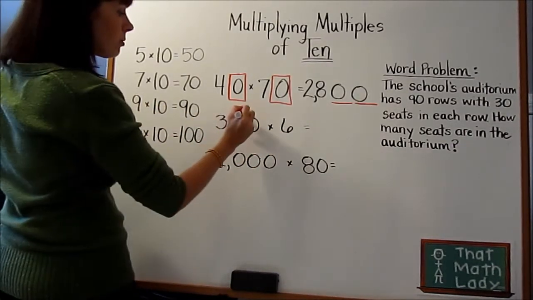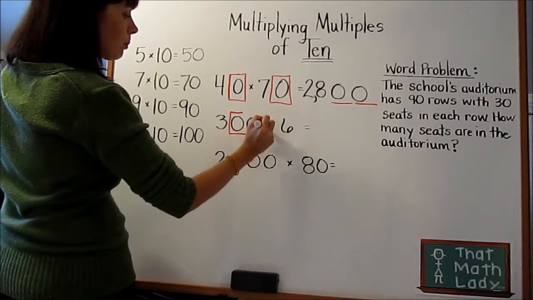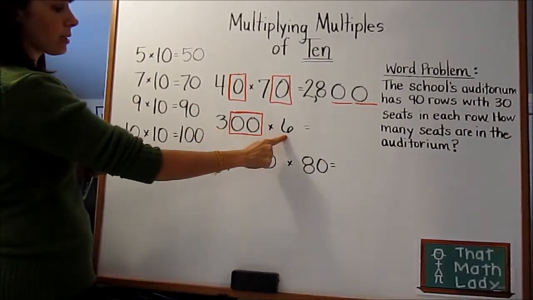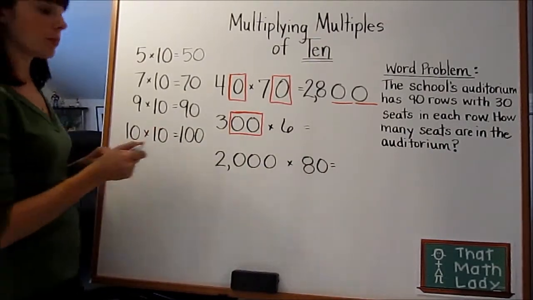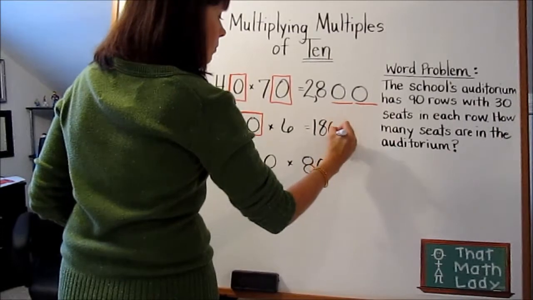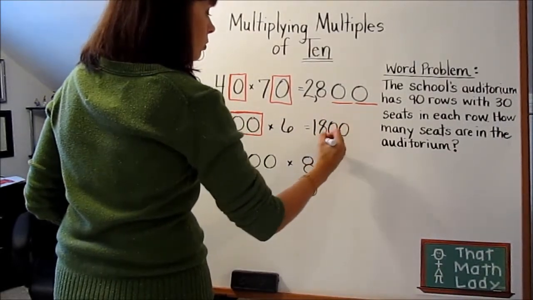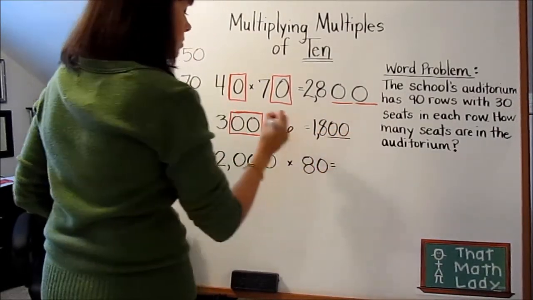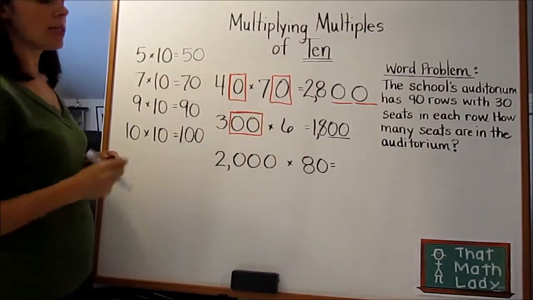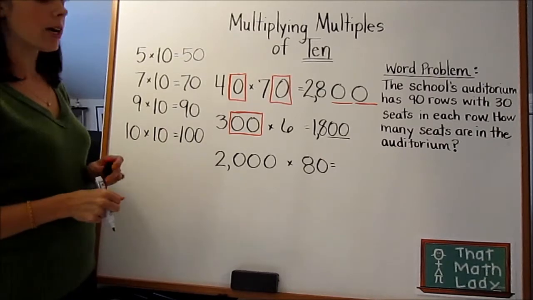Same thing here, 300 times 6. Block off my zeros, and I'm just going to multiply the numbers that aren't zeros in my problem. So 3 times 6. 3 times 6 is 18. And how many zeros are in my problem? 2. So these two zeros I just tag on to the end. So 300 times 6 is 1,800.